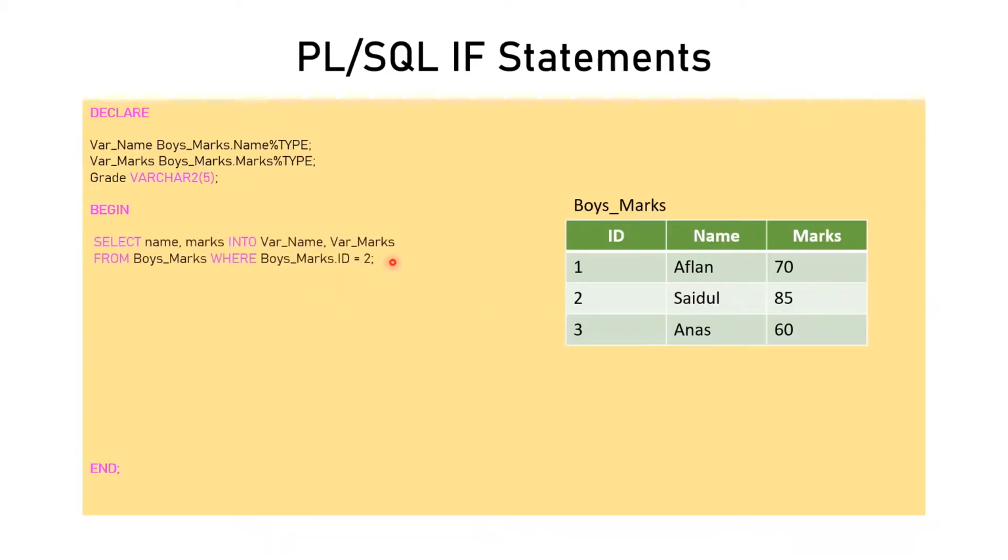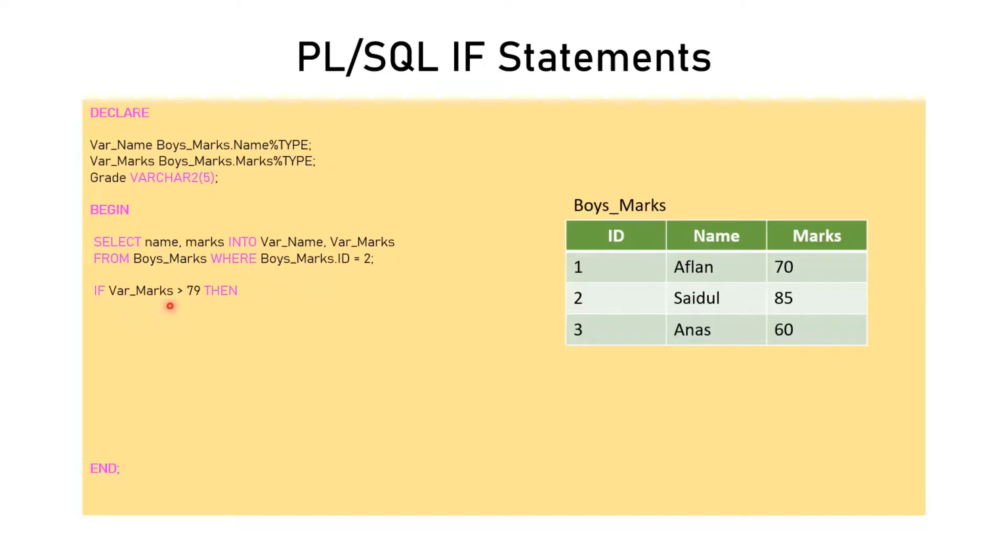Now, let's write this SQL command to extract the name and marks of the student ID 2 and store those values into our var_name and var_marks variables. Next, we will write some if conditions to categorize those marks.